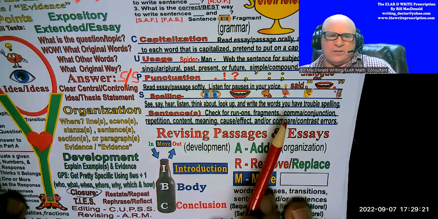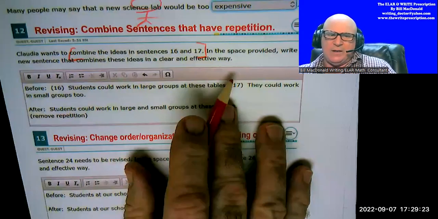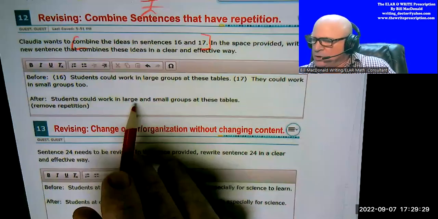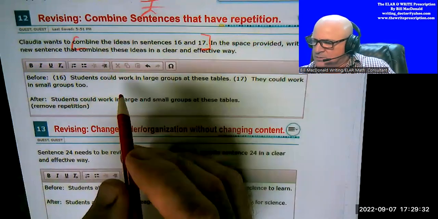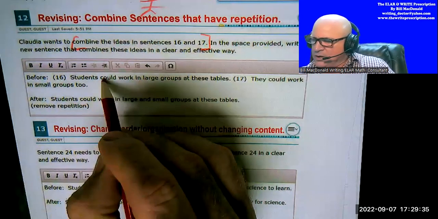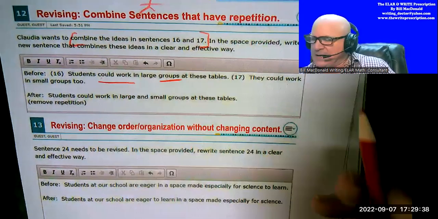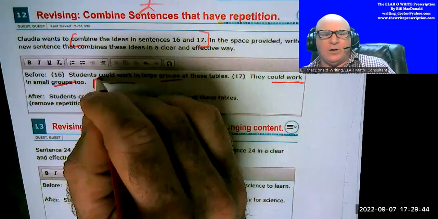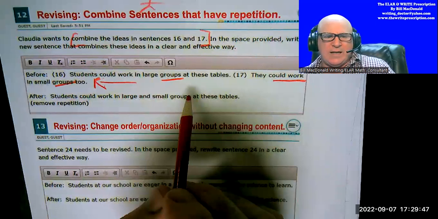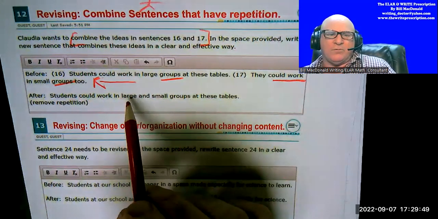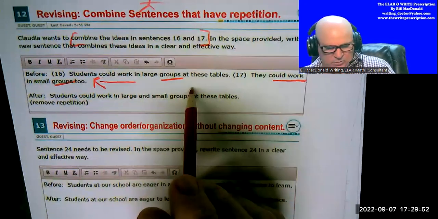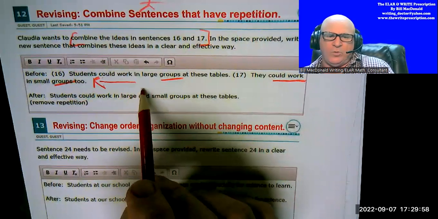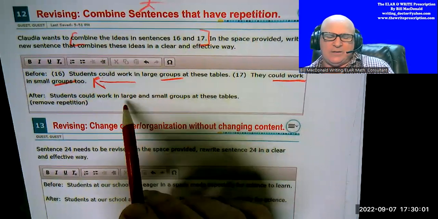First it said students could work in large groups at these tables. And then it said they could work in small groups too. Could work in groups, could work in groups. Because that has repetition, I want to combine those two sentences. And again, because your students have to write their own text, they would do their best to write what's called text entry without repeating: "Students, capital S, could work in large and small groups at these tables," period.